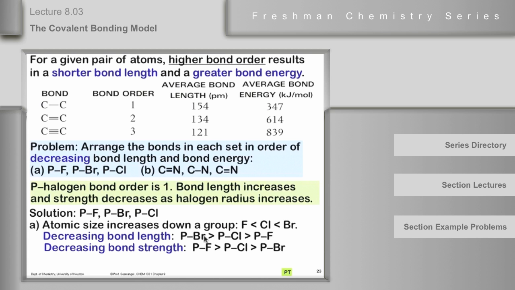The strength works in just the opposite order. PF is the strongest, PBr is the weakest. Why? Because other things being equal, the nuclei and the electrons are closer together in PF than they are in PBr. Meaning, in PBr, the bonding electrons are spread out over a larger distance. And Coulomb's law says, whoa, larger distance, less energy of interaction. Okay. Questions on that one?